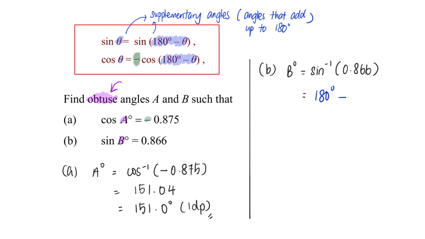In this case, 59.997, so about 5 significant figures, so that the final answer will be equals to 120.003 degrees, 120.0 degrees to 1 decimal place.